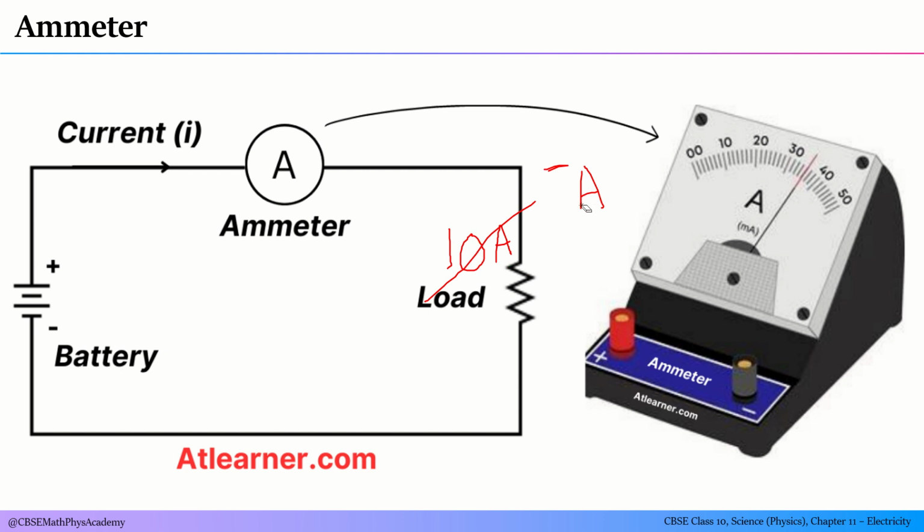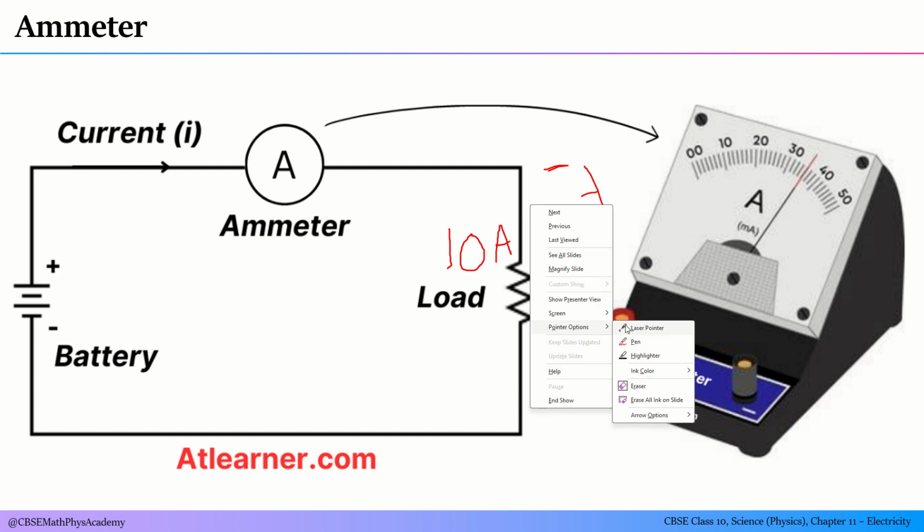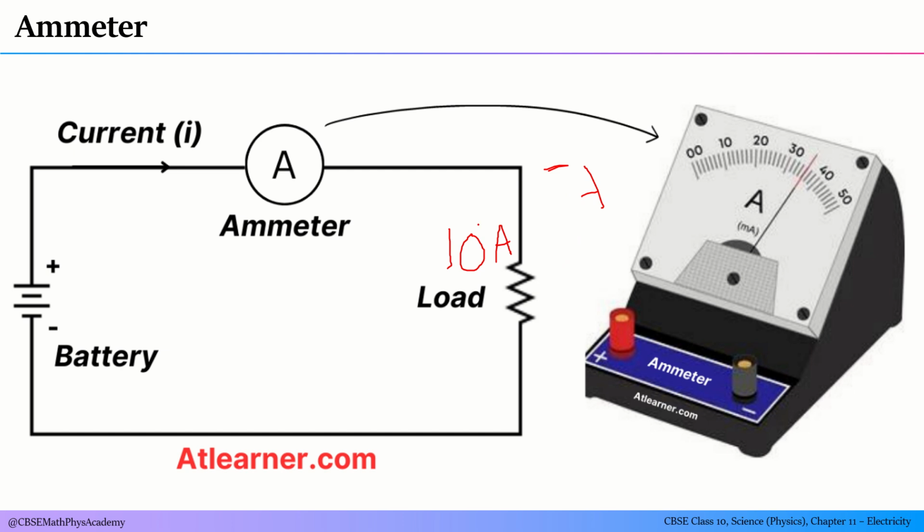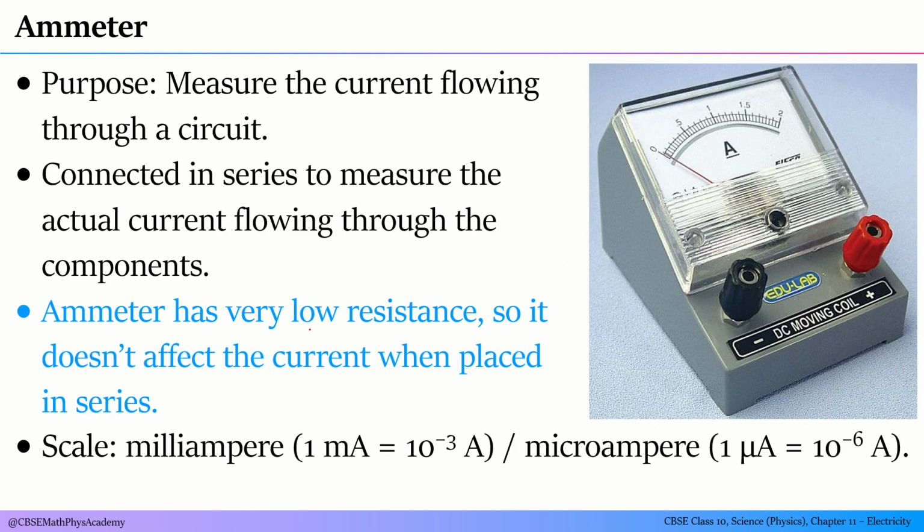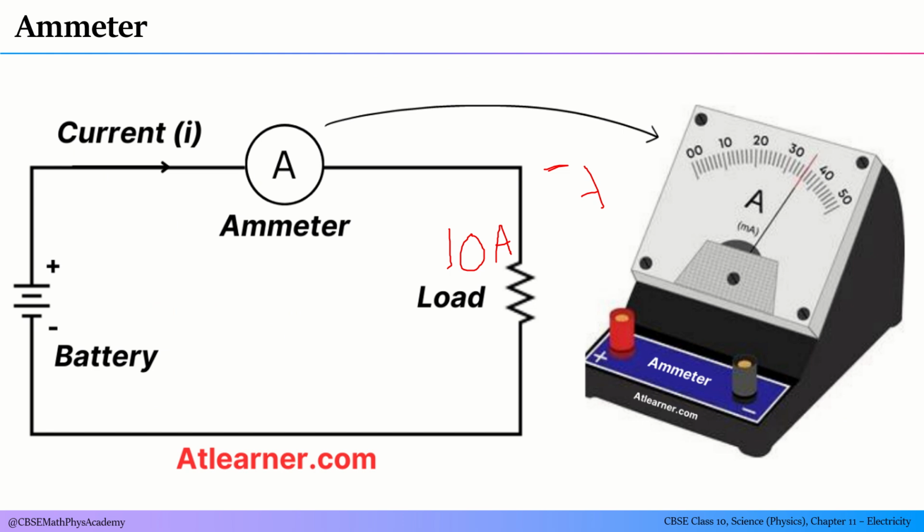So the ammeter device has a very low resistance such that it doesn't reduce the flow of current to the load. That is the meaning of this word. It has a very low resistance so that it doesn't affect the current when placed in series. The presence of the ammeter should not affect the load. That is as simple as such.